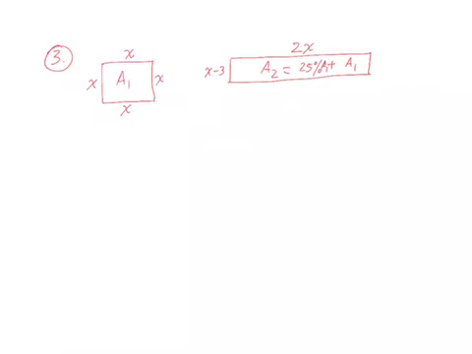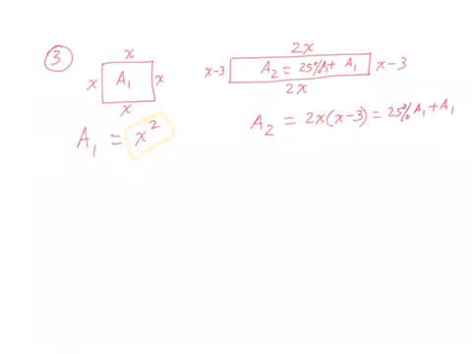Now for the square, the area is given by x squared. So we know this area. For A2, it's a rectangle, so it's length times width, which would be 2x times x minus 3. But we also know that this is equal to 25% of A1 plus A1. Now let's plug in A1. A1 is x squared, right? We already know that. Plug in that A1 x squared in this part. So let's look at this equation.